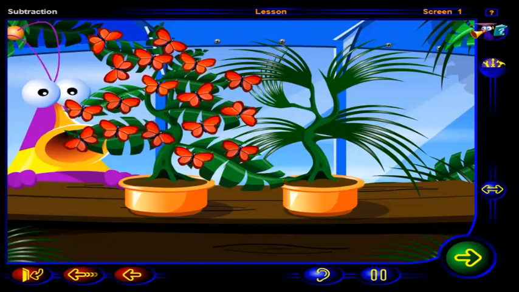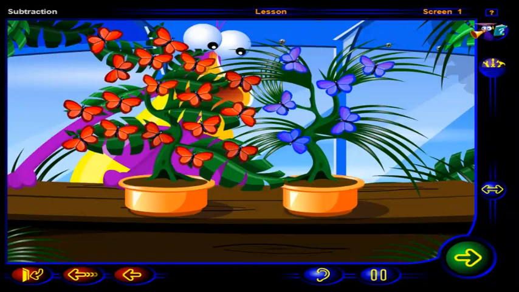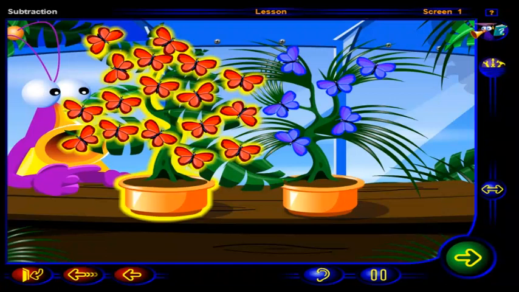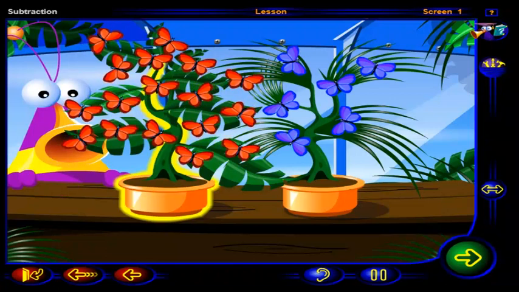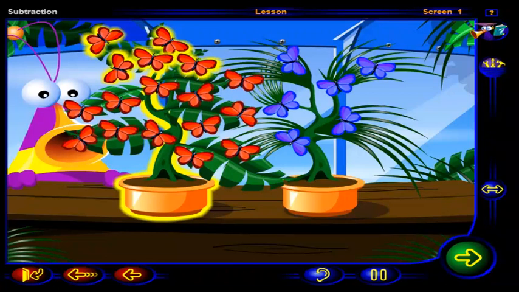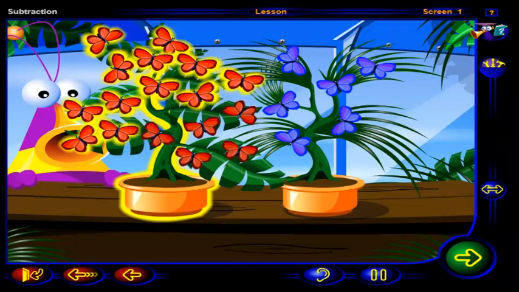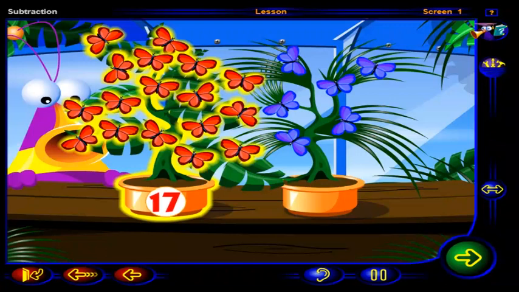What pretty red butterflies! More butterflies! Blue ones! Click on each red butterfly on this plant to count them. 1, 2, 3, 4, 5, 6, 7, 8, 9, 10, 11, 12, 13, 14, 15, 16, 17. There are 17 red butterflies on this plant.